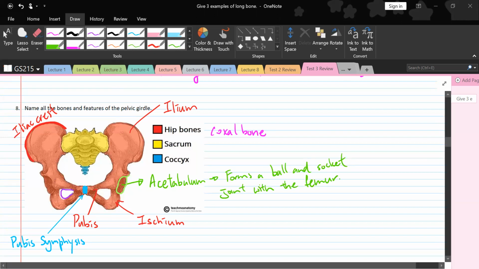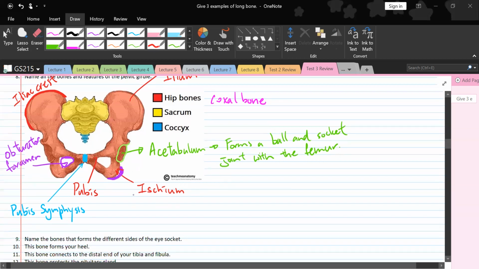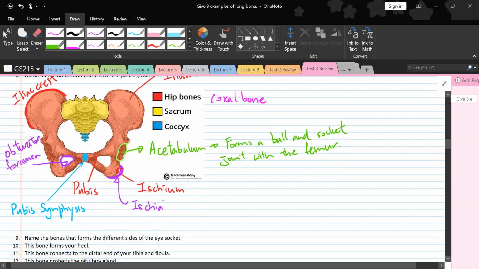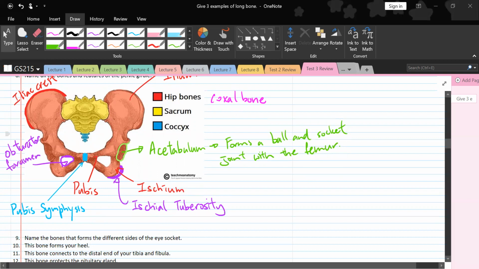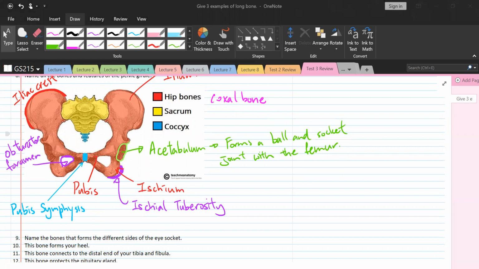There's another thing here. This is the obturator foramen. That's for like nerves and blood vessels to pass through down to the legs. There's a round knob here that we are sitting on. That's called the ischial tuberosity. Okay. That's all the features of our pelvic girdle. Okay. Does anybody have any question? Okay. That's good.